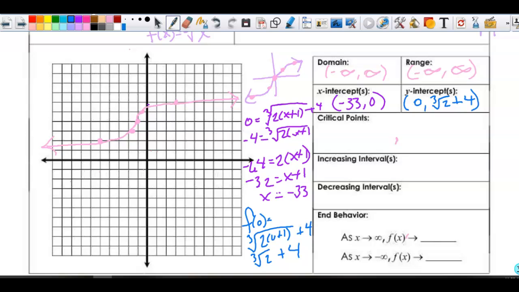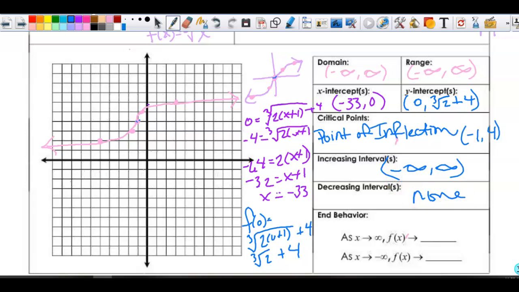My critical points, I do have a point of inflection. This is my point of inflection, and that translated to this. So my point of inflection is at (-1, 4). Right? My increasing interval, or my y values, are increasing over the entire domain, so it's -infinity to infinity. And then my decreasing interval is none.